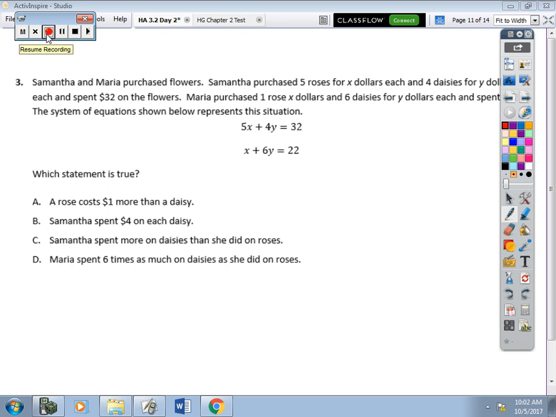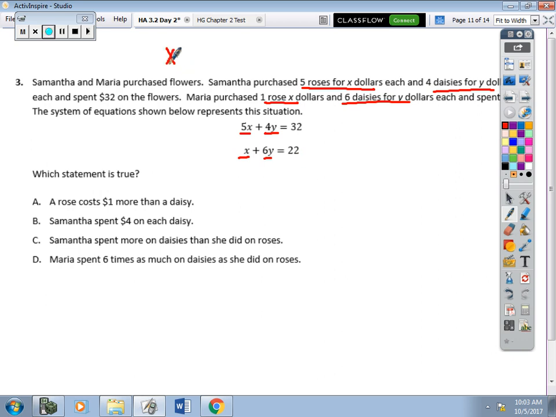So for number 3, it said Samantha and Maria purchased flowers. Samantha purchased 5 roses for X dollars. You can see that's represented here. And 4 daisies for Y dollars. And spent $32 in total. Maria purchased 1 rose for X dollars and 6 daisies for Y dollars each and spent $22.